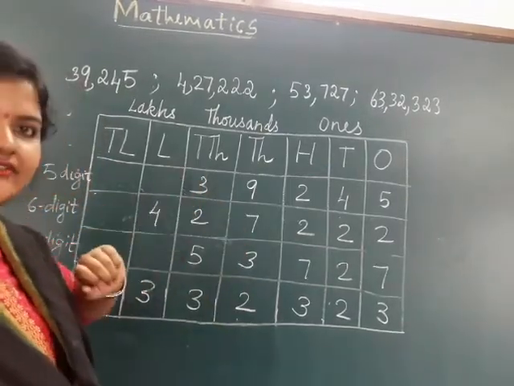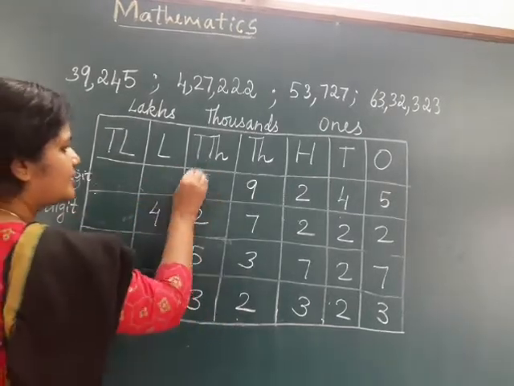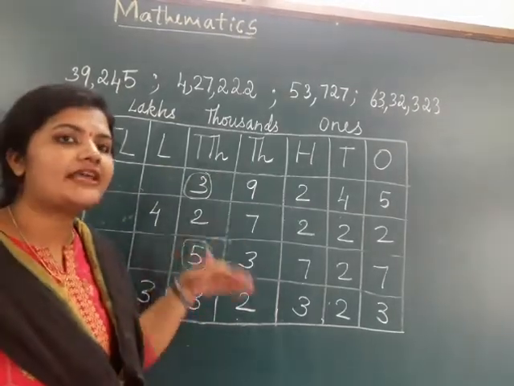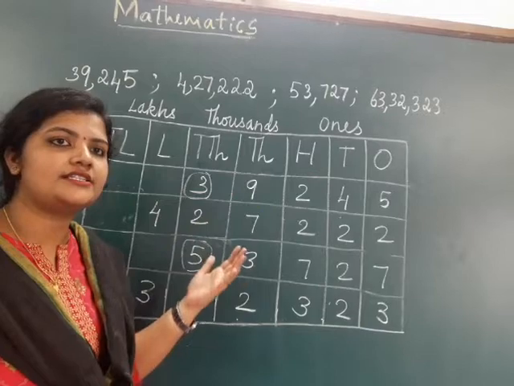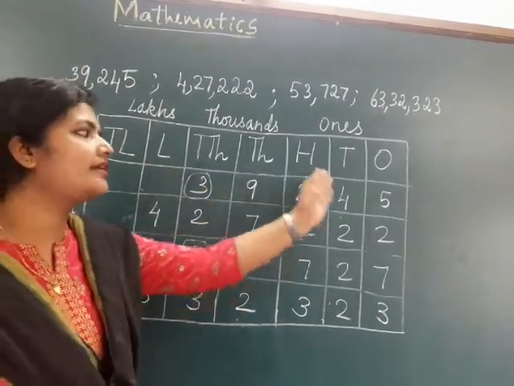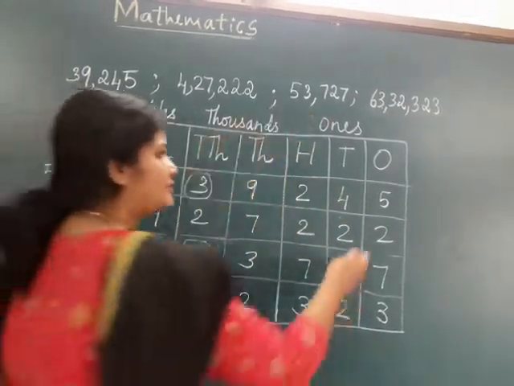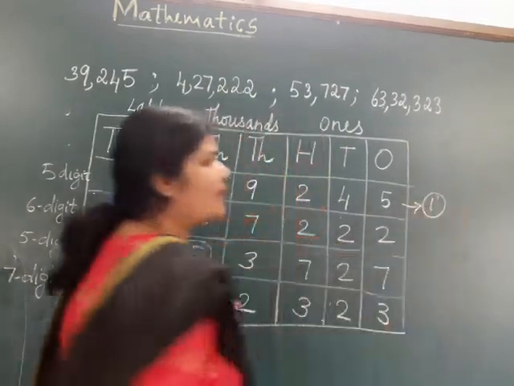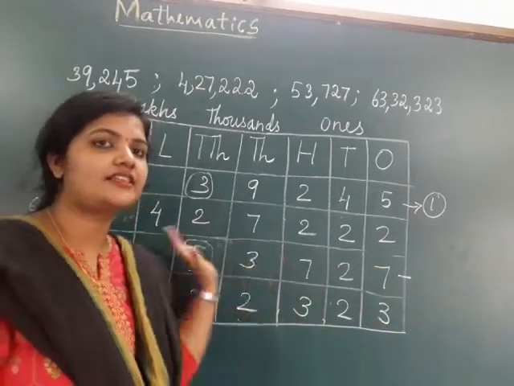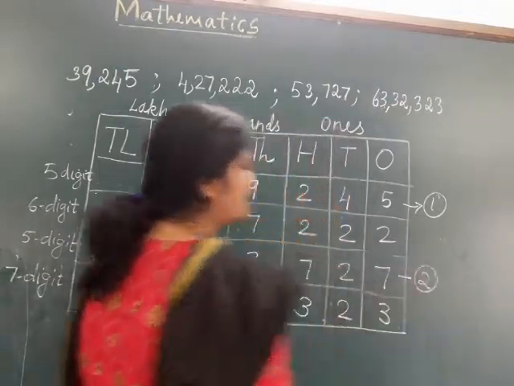So let's start from the left-hand side, or from the greatest place, that is the 10,000 place. In the first number here we have 3 and in the second number here we have 5. So comparing 5 and 3, which is smallest? 3 is smallest, right? So 39,245 is the smallest number among the given numbers. So let's mark it as 1. And we have 53,727 in the second place when we arrange in ascending order. So let's mark it as second.